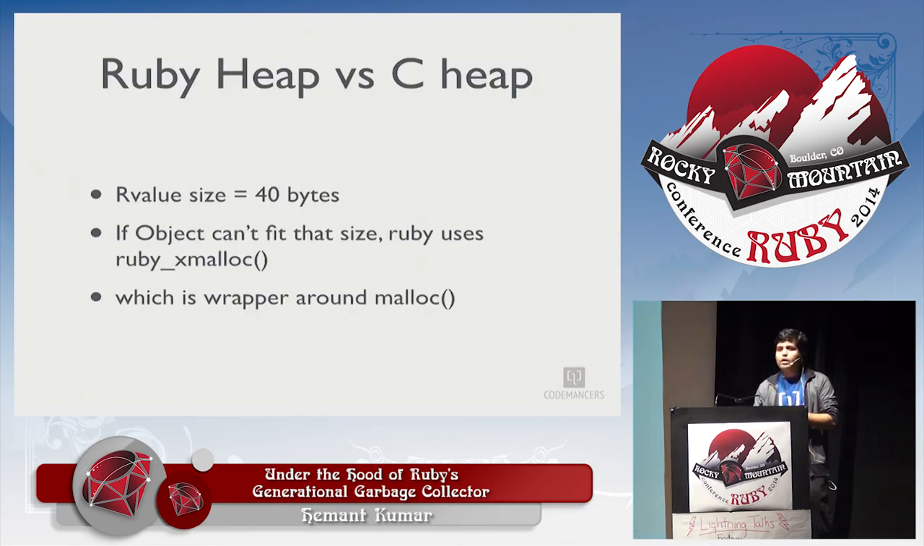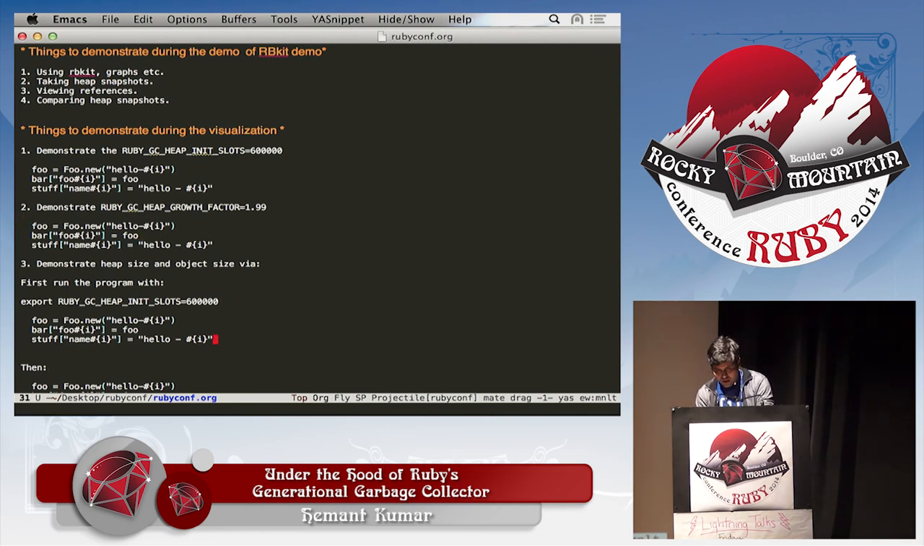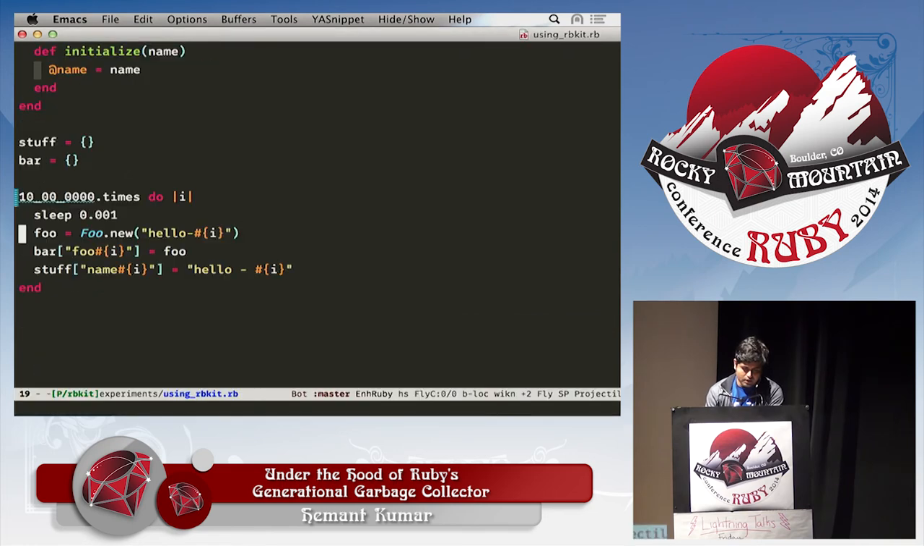Another thing I wanted to talk about is the Ruby heap versus the C heap. The RValue size is 40 bytes, but for a typical application like a Rails application, the strings and objects are going to be much bigger, and they are not going to fit in the heap slot. So Ruby uses ruby_xmalloc to take memory from the C heap and allocate objects for it. Usually, Ruby doesn't keep track of the accurate memory allocated through malloc, but it knows roughly. Earlier I was allocating small strings, so if I just increase the size of strings, you will see a difference.